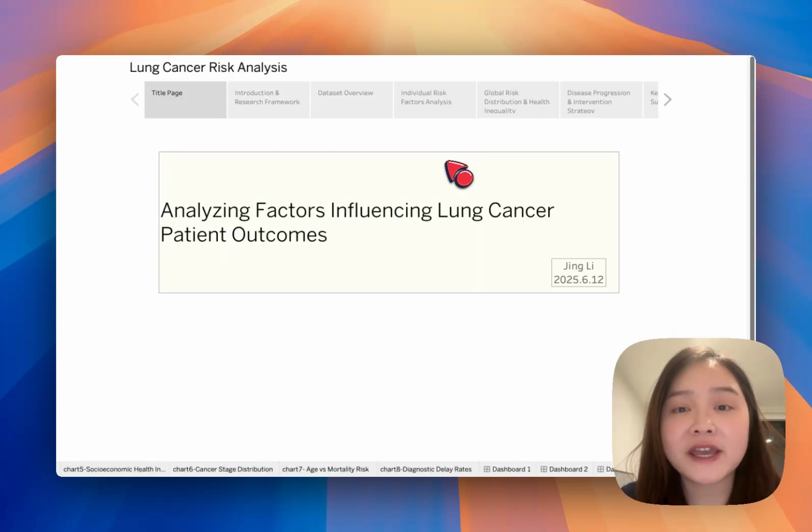Hello everyone, today I'm presenting my analysis on lung cancer patient outcomes. I'm Jin Li, and I will show you what our data analysis reveals about risk factors and global patterns.